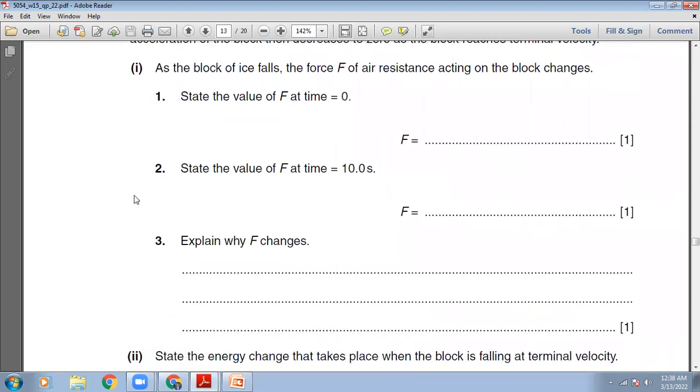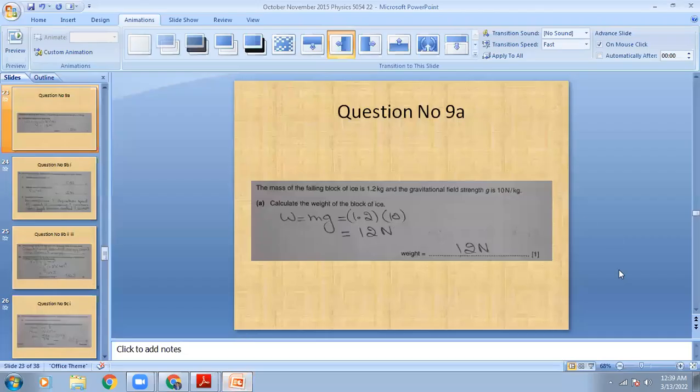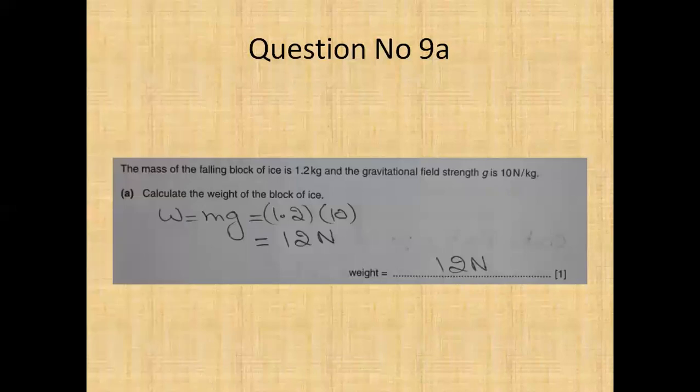So why does F change? Because F, the air resistance, depends upon the speed of the falling object, and because the speed is gradually increasing, the air resistance also increases. So when the speed becomes constant, the air resistance will also become constant. So let me show you my written answer.